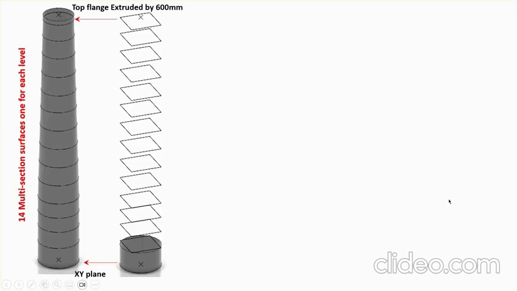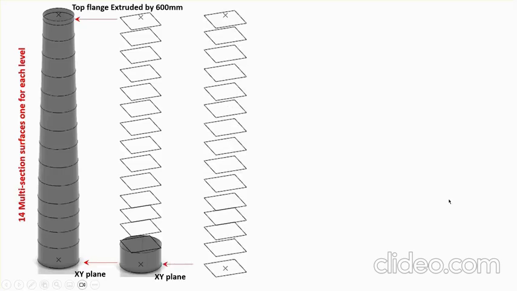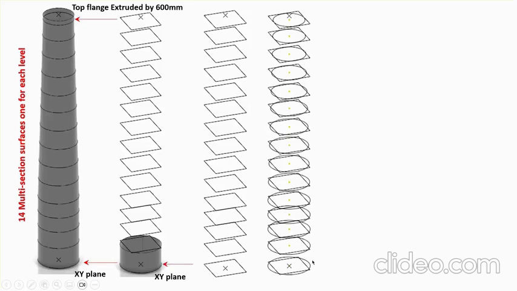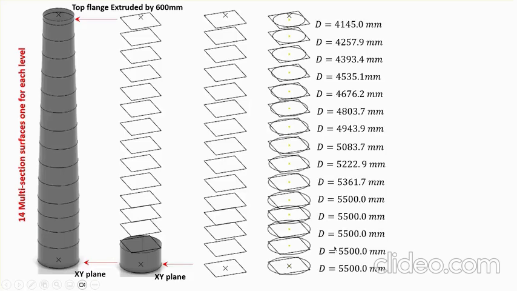Now, here are the planes that I was talking about. There's 14 planes here, plus this very bottom one, which is actually the XY plane. And then on each one of them, I draw a circle of the appropriate diameter. And these diameters are given in the paper. I'll show you here. Here are the diameters. And between any two circles, I do a multi-section surface. So it's just basically a surface between these two consecutive circles.